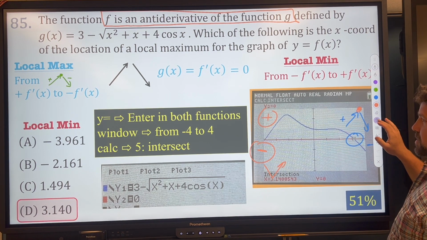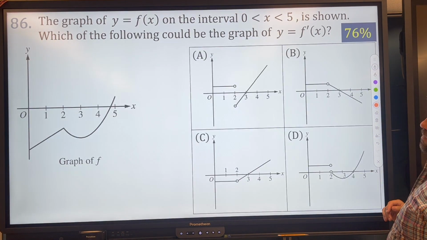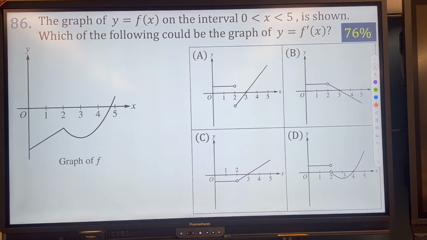Only 54% at that, but it's not actually that bad of a problem. All right, got a couple more problems to do and we'll be done.